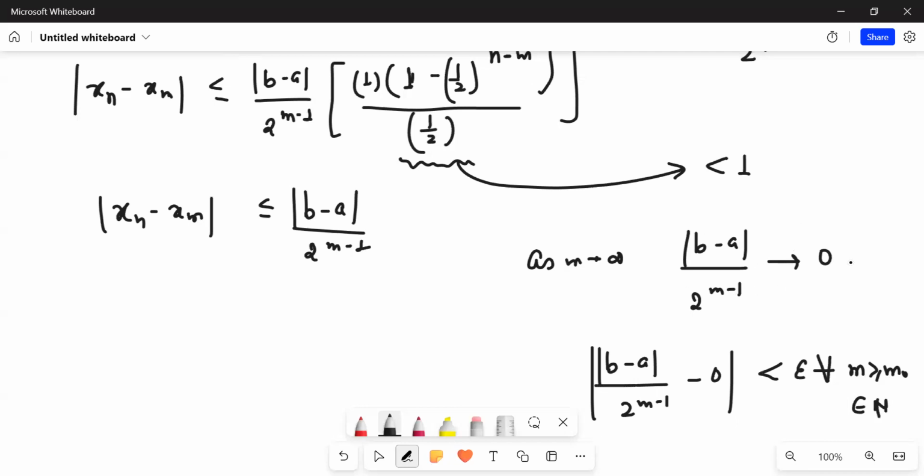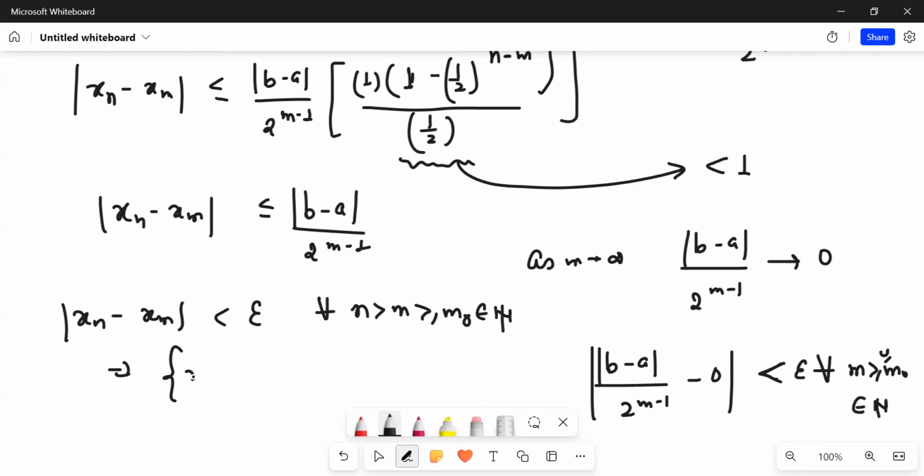If I'm saying that my sequence is converging to 0, it implies the distance between the terms of the sequence and 0 can be made less than epsilon after some natural number. So I can write that |xn minus xm|, which we were evaluating for all n greater than m, can be made less than epsilon for all n greater than m greater than or equal to m naught belonging to natural numbers, which implies sequence xn is a Cauchy sequence. Therefore, it is convergent.